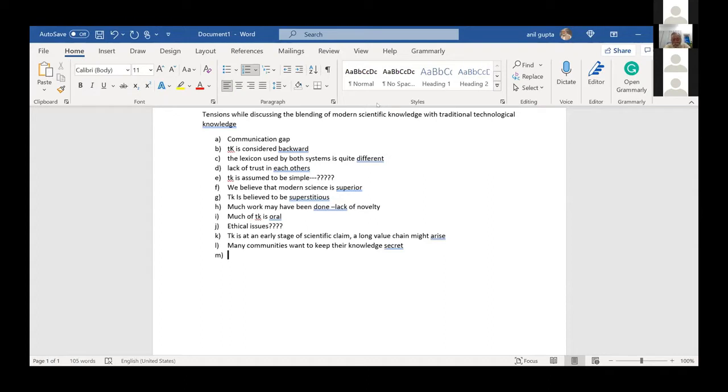Now let us look at some tensions in terms of our own conduct of the scientists. What could be the tensions in our own conduct?